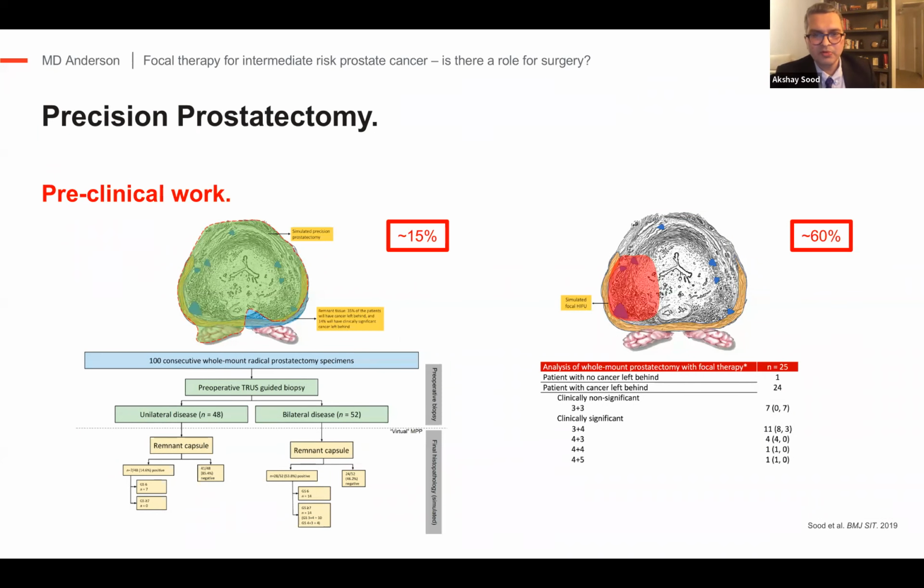So we performed these preclinical studies. As you know, the gold standard for any kind of prostate pathology is to go back to pathology, histopathology, and do whole mount sectioning. So in our center, we performed a whole mount analysis of 100 radical prostatectomy specimens, patients who had already undergone radical prostatectomy, but they would fit the criteria for focal HIFU per Ahmed et al.'s paper if we had offered them that option.